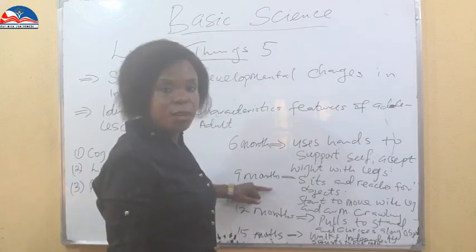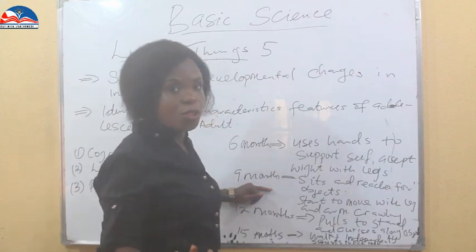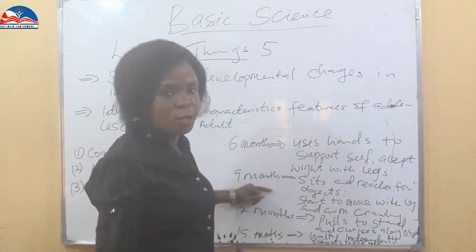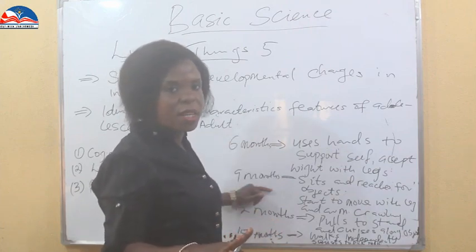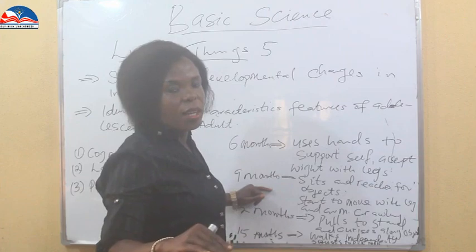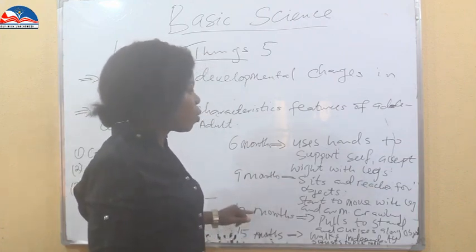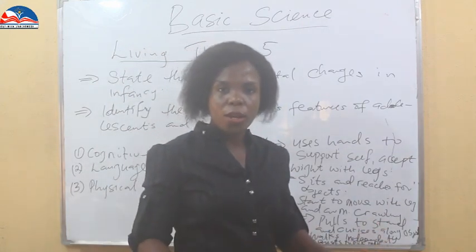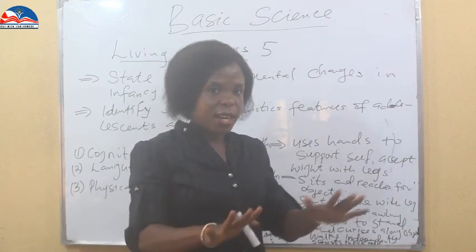Some children start from age 9 to use this ability. It varies from child to child. It is not fixed. Some children are faster in development while some are slower. But on a general note, we are categorizing them as it follows in infancy. Then we get to 12 months, the child starts to crawl. Use the legs and the hands to crawl. Some crawl on their buttocks. Some crawl with their legs and their hands.